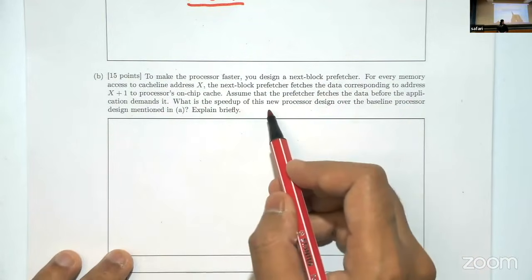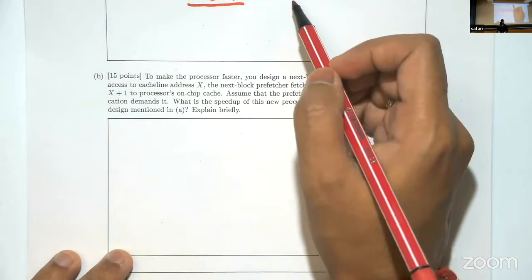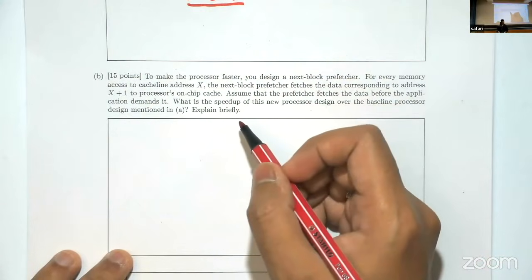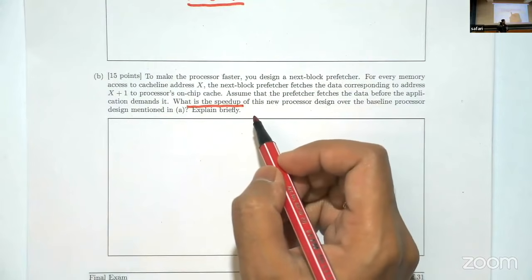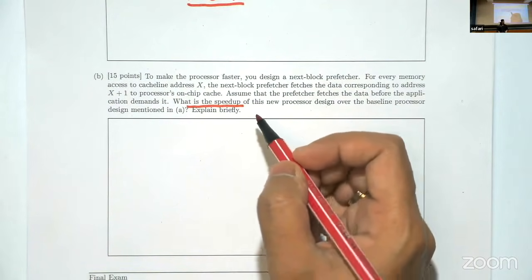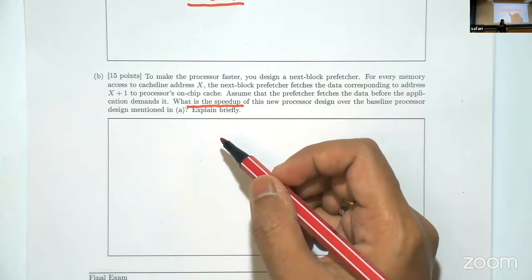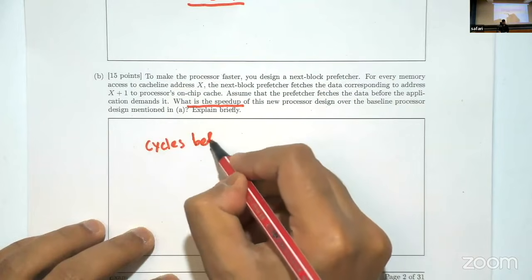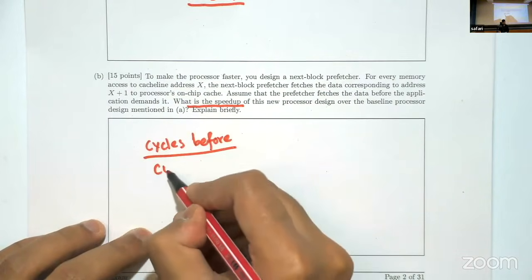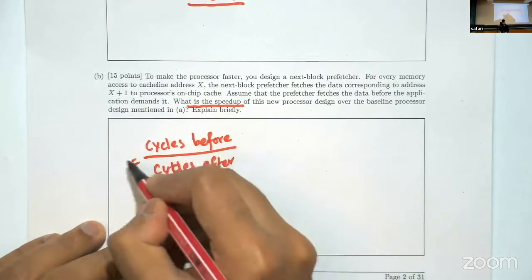Now, what is the speed up of this new processor design over the baseline processor that we designed in A? So consider this, that we are expecting the speed up value, not the absolute number of cycles. Speed up means the speed up that you are expecting after these changes, whatever number of cycles that you have done before. So it's basically cycles before divided by cycles after. So that's the speed up, right?